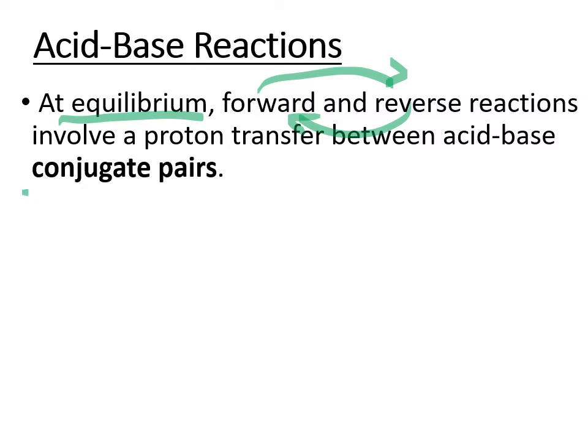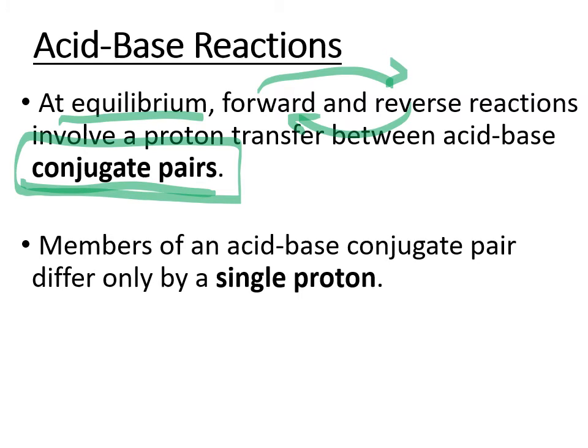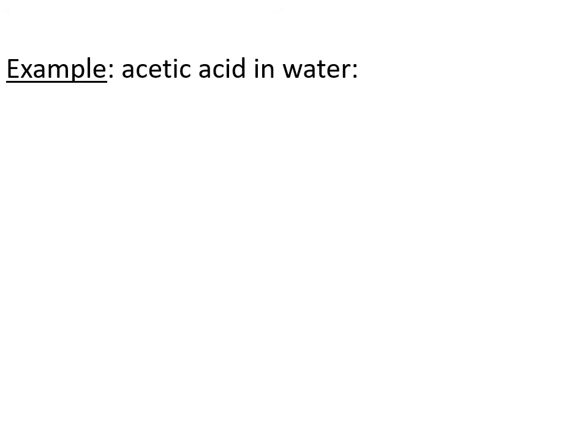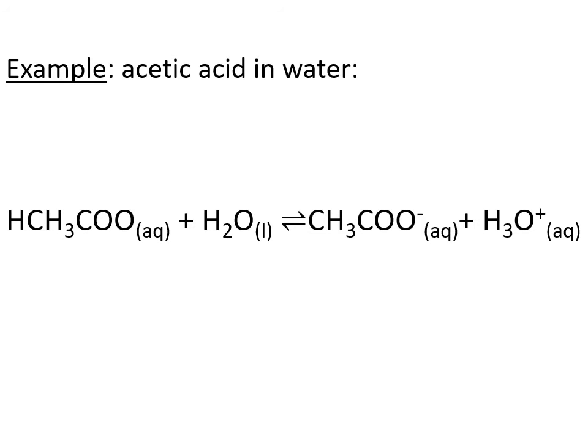When we do this, we can look at either side of the reaction and pair them up, and we refer to these as conjugate pairs. Essentially, what the thing was, either the acid or the base, at the beginning of the reaction, and what it becomes at the end of the reaction, make up a conjugate pair. The only difference between them is that on one side they have the proton, and on the other side they do not have the proton. So for example, if you take acetic acid and put it in water, as the name would suggest, this is an acid.